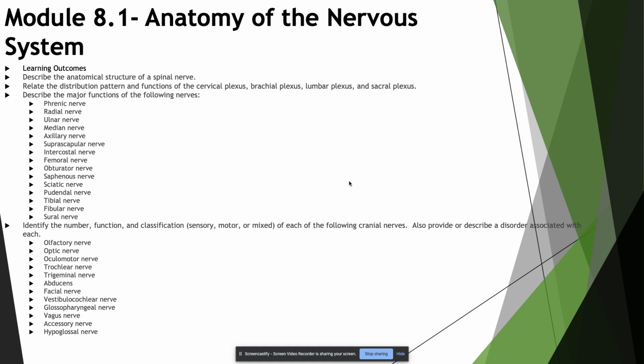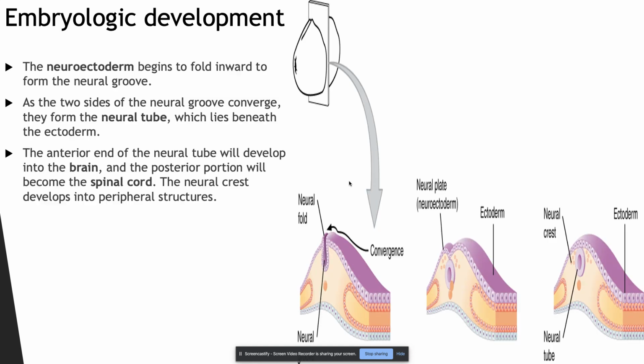So as I said, each of the first PowerPoints in the system, so module 8.1, module 9.1, and module 10.1, are going to cover the general topic in its entirety. And then each of the subsequent PowerPoint modules are going to go into greater detail of what we're talking about. So we're going to start out here with talking about embryonic development.